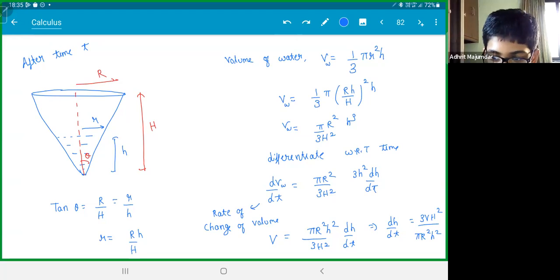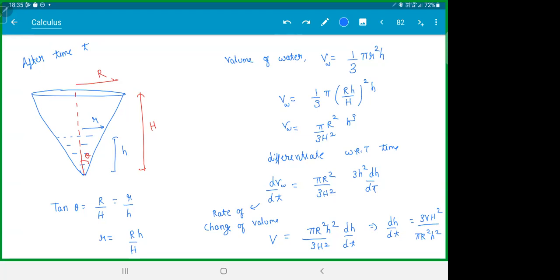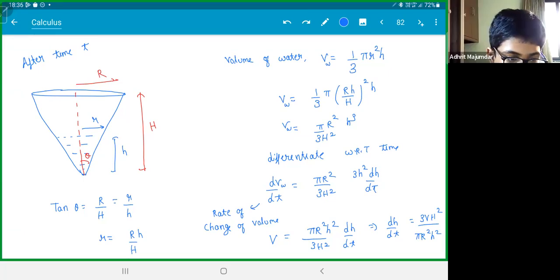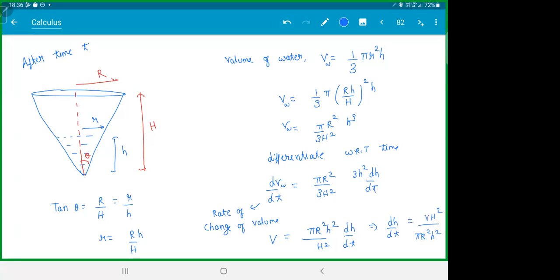Sir, as the height is decreasing. These 3 should cancel above and below. Yeah, right. There won't be a 3. Check.